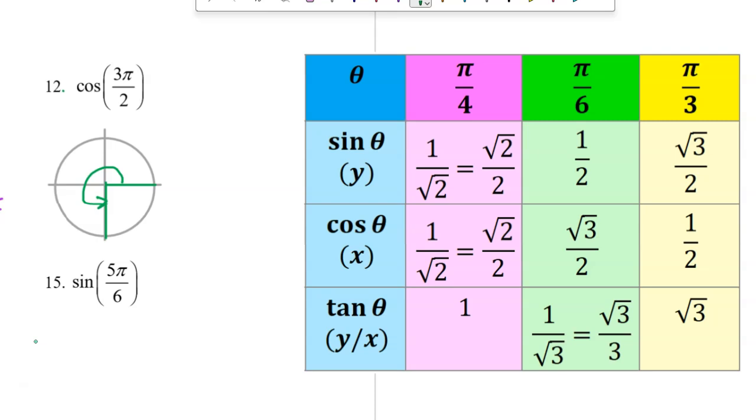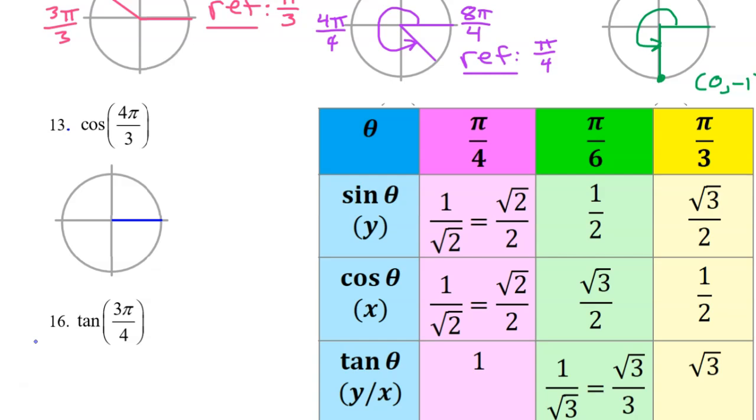3 pi over 2 does not fall within a quadrant. The terminal side lands right here on the negative y-axis. When that happens, we use the coordinates of this point, which are 0, negative 1, because this is a unit circle. Every radius is 1. So on the unit circle, cosine is the x value. So in this case, cosine is 0.